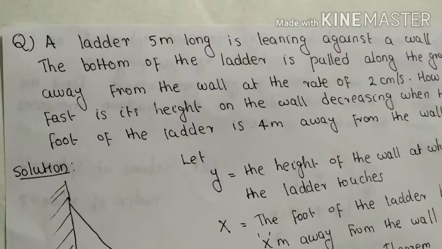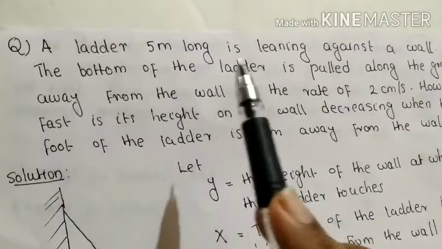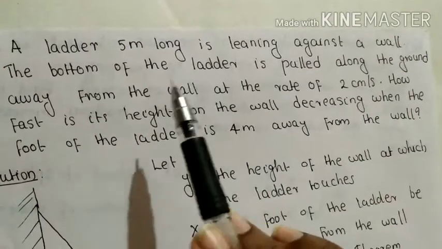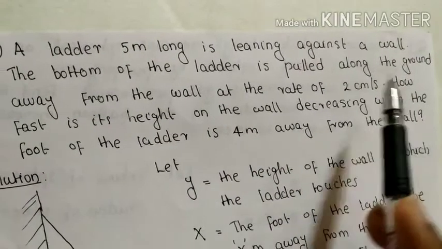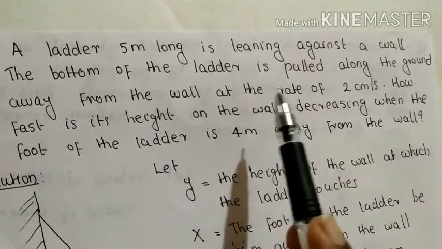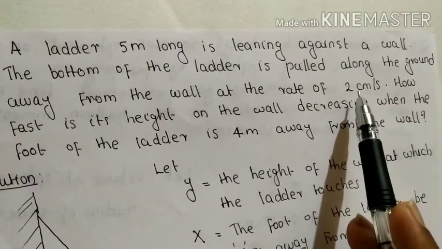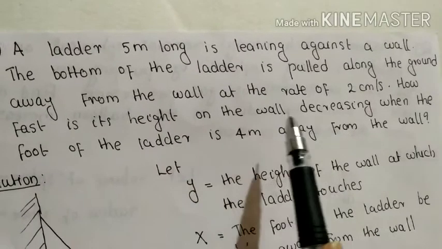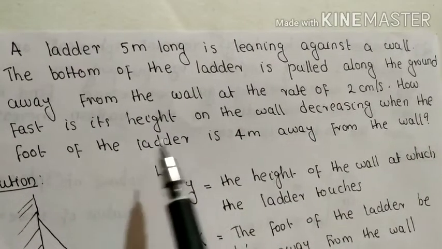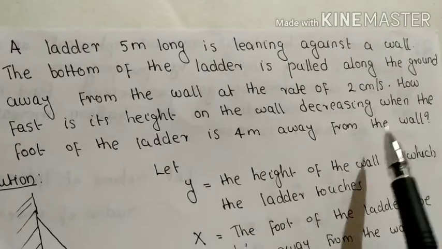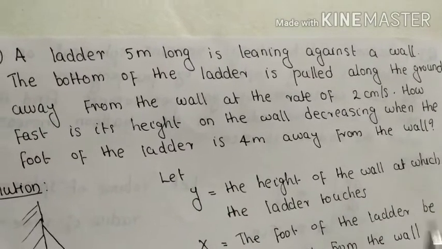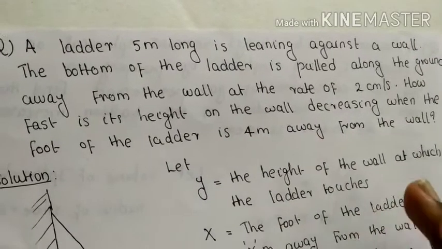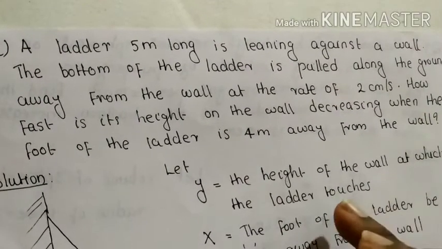This is our second question. A ladder 5 meter long is leaning against a wall. The bottom of the ladder is pulled along the ground away from the wall at the rate of 2 centimeter per second. How fast is its height on the wall decreasing when the foot of the ladder is 4 meter away from the wall? So this is our question. Let y be the height of the wall at which the ladder touches.